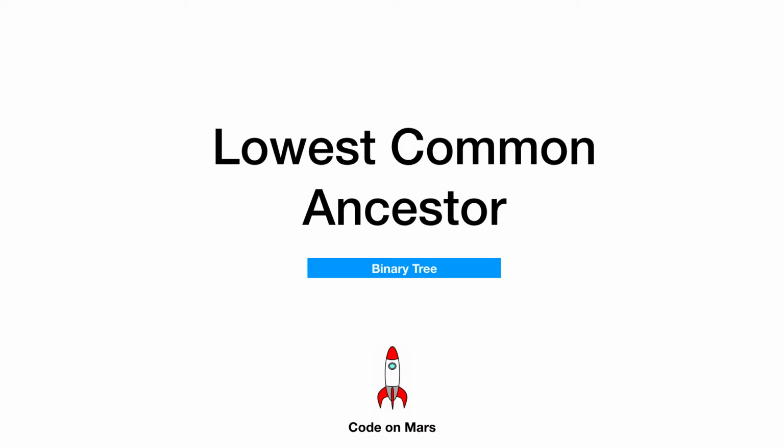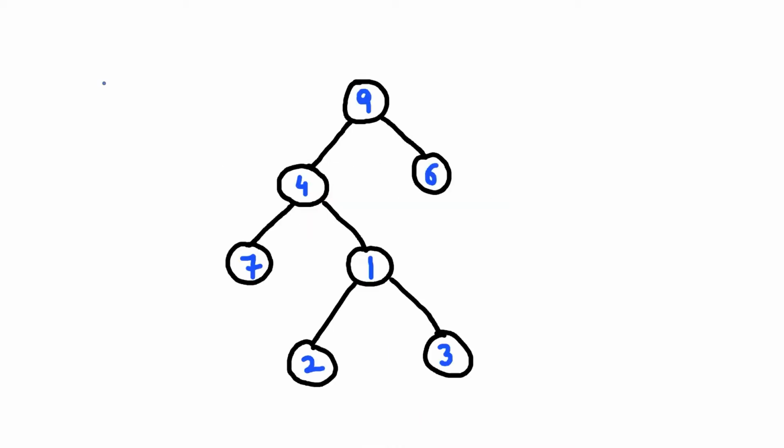Good morning everyone. Today we will discuss how to find the lowest common ancestor in a binary tree. Let's take an example of this given binary tree where the root starts from node 9. I need to find the lowest common ancestor for nodes with values 7 and 2. So my first job will be to do a depth first search to find nodes 7 and 2.